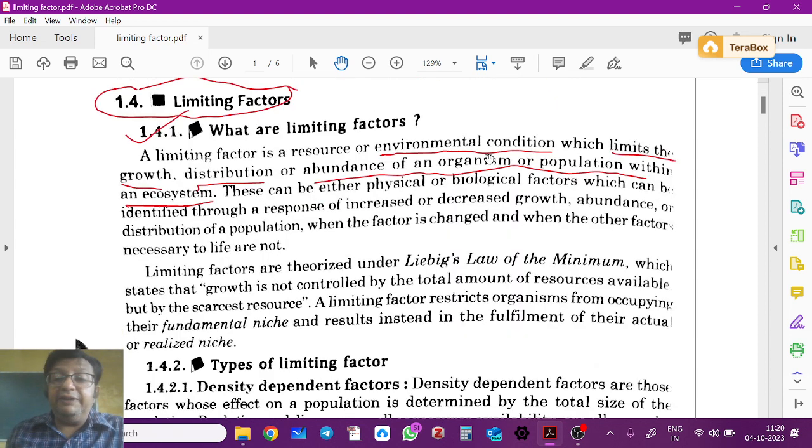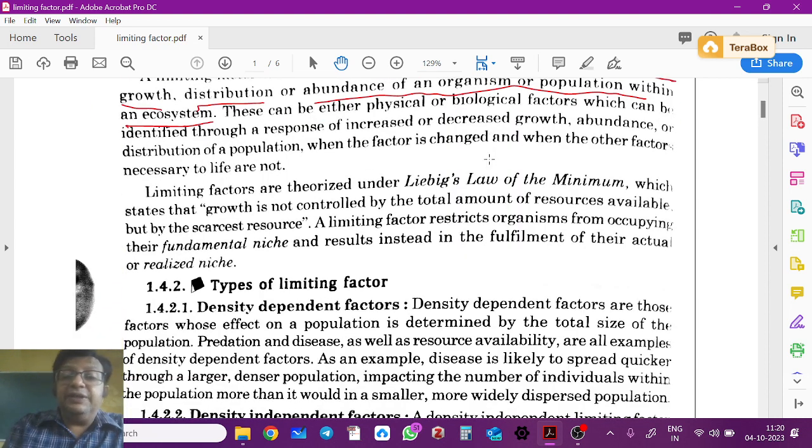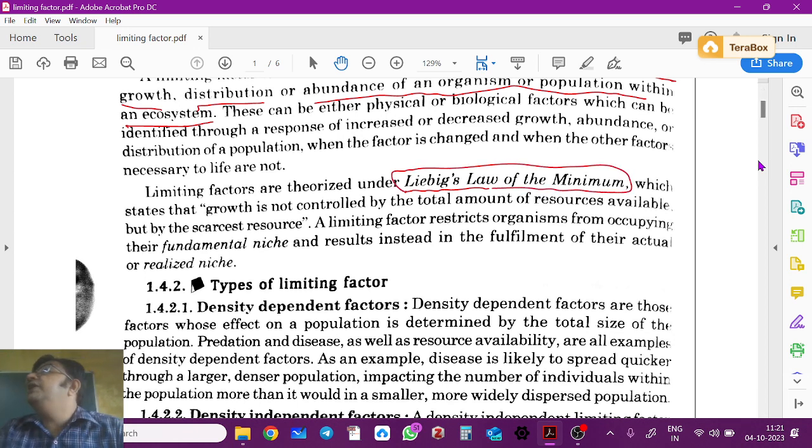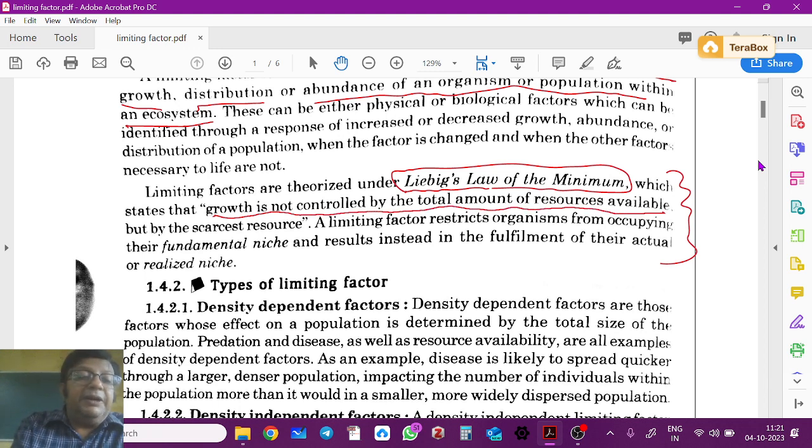So for this limiting factor, there are two laws you have to study over here. One is Liebig's law of minimum, and the other is Shelford's law of tolerance. So what does Liebig's law of minimum state? It states that growth is not controlled by the total amount of resources available but by the scarcest resource.